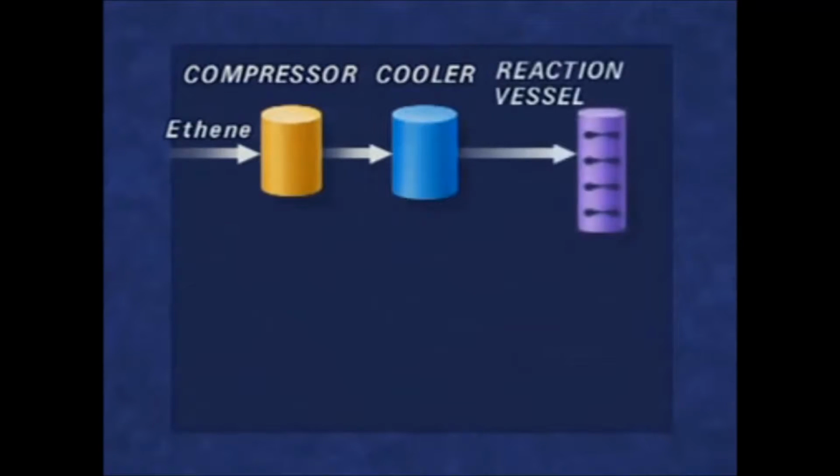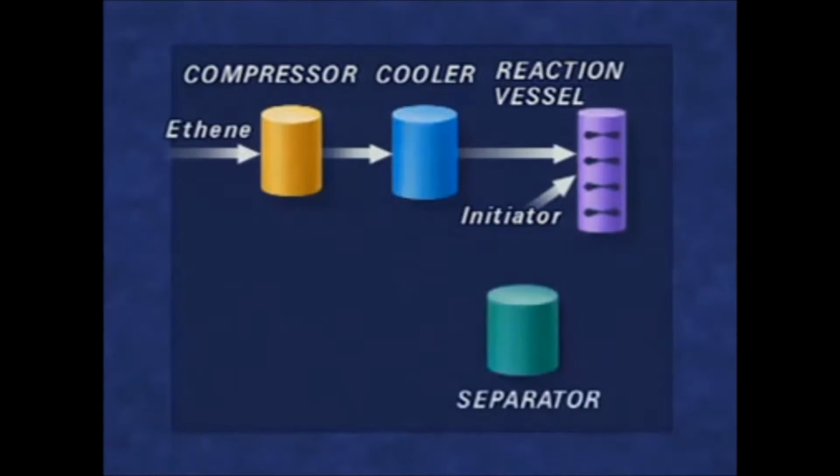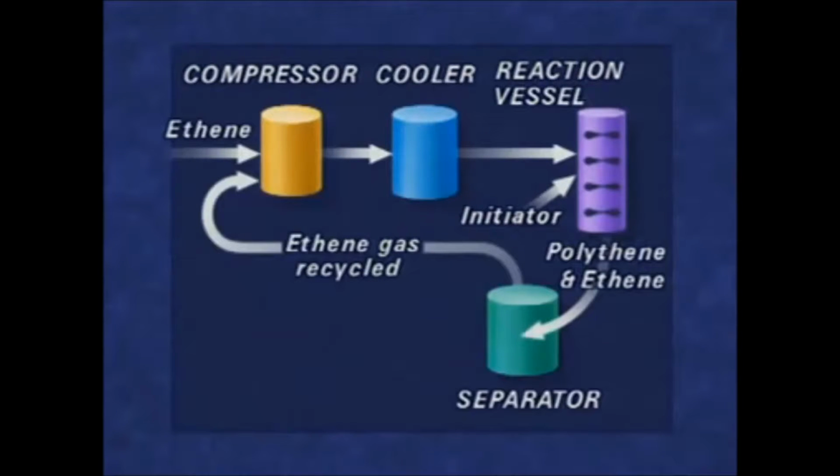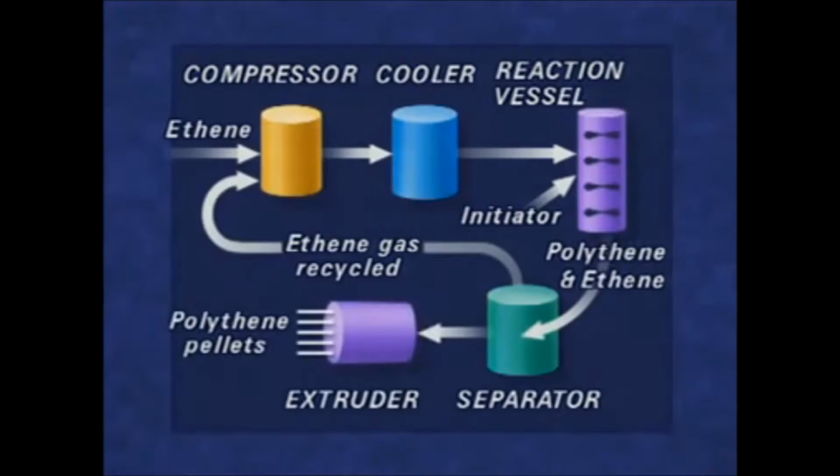Ethene made from naphtha in the second stage is first compressed. The gas is cooled and is passed through a reaction vessel where an initiator starts a polymerization to form polyethylene. Unreacted ethene is separated and recycled to the compressor. The polymer is extruded and cut into pellets.